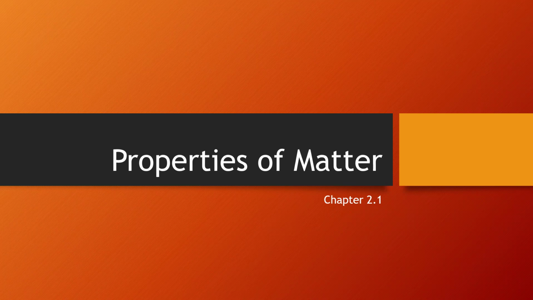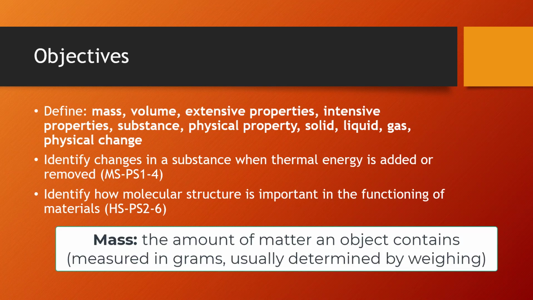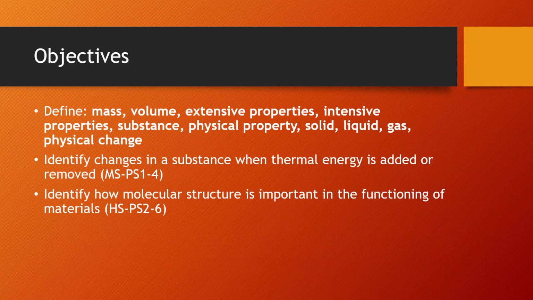In this lecture, we'll cover the properties of matter. So the objectives for this lecture: be able to define mass. Mass is how many molecules something has, or basically the amount of matter that something has in it. We usually measure mass by weighing something because gravity affects mass, and we can determine how much mass is there by gravity's effect on nearby mass.